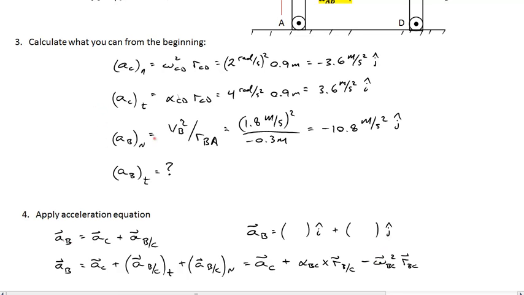So let's write it out in vector form. I put it in brackets here to fill in, because eventually we'll get a couple of equations to work with. So the acceleration of B in the I-hat direction is the acceleration of B sub t. We don't exactly know it yet, so let's just put it in. It's a b sub t. And I'm going to do the same thing for the j-hat direction, negative 10.8 meters per second squared.